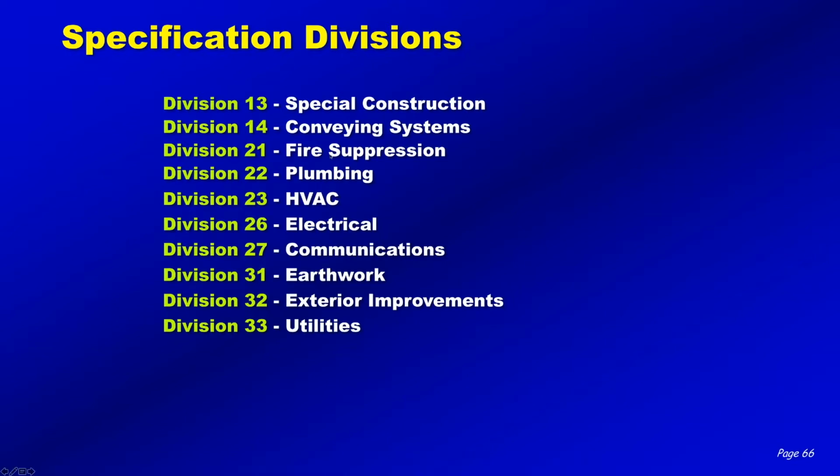21 is fire suppression, so they broke that out separately. 22 is plumbing. They broke that out separately now. HVAC is 23. Electrical is 26. 27 is communications. And on God's earth, I do not understand why they put earthwork as 31 instead of the old Division 2. But that's what they did. So that for me has been hard to wrap my head around. 32 is exterior improvements, and 33 would be utilities.